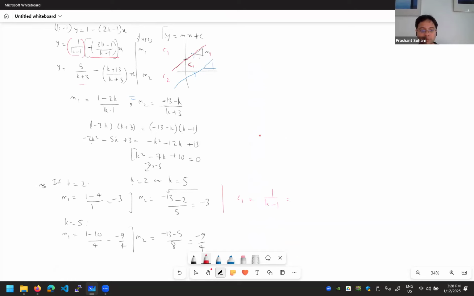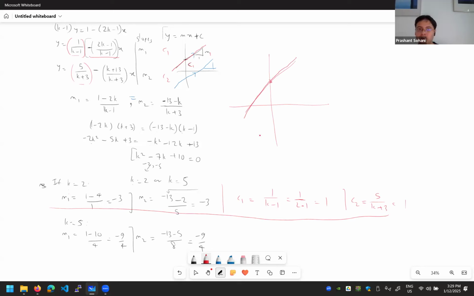So in the first case, the intercept is 1 upon 2 minus 1, which is half. Sorry, it is 1. And what about C2? So C2 is this intercept, which is 5 upon k plus 3. So you see, this is also 1. So when k is equal to 2, both slope and the intercept are equal, which means that actually the lines are identical. So if the two lines are identical, then how many points do they have in common?